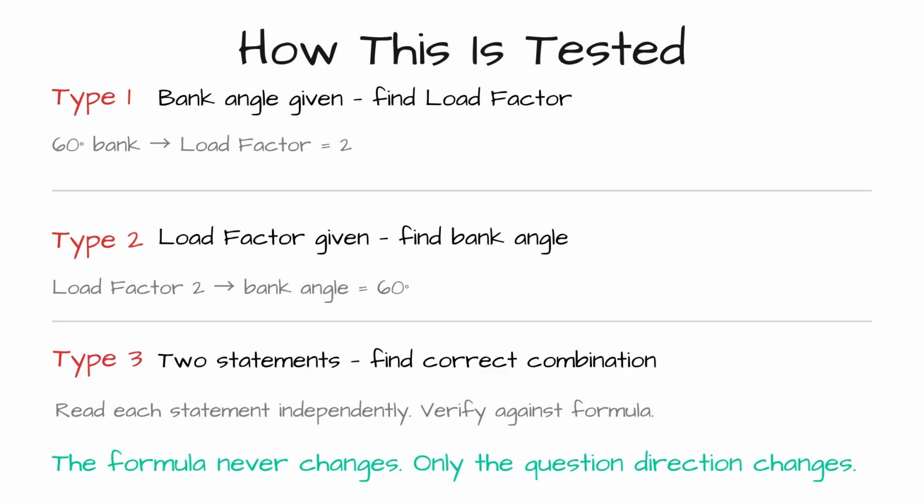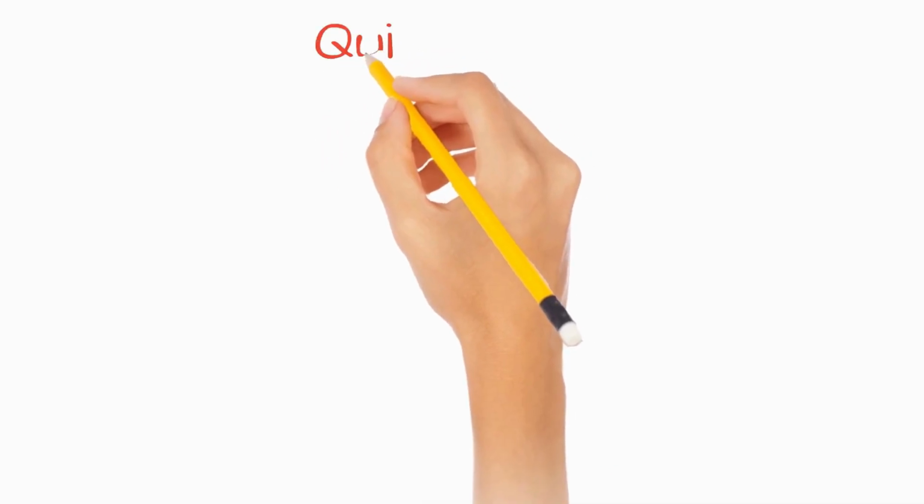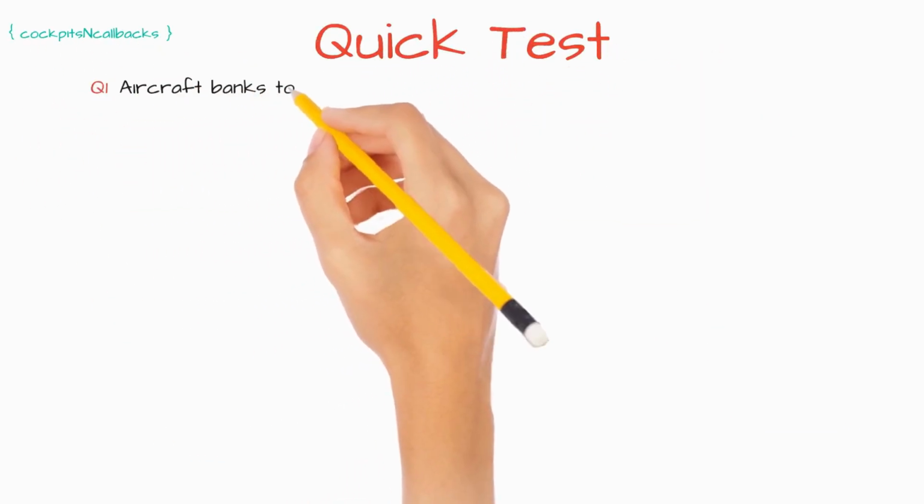Type 3. Two statements given. Find the correct combination. Read each statement independently against the formula. Verify each separately. Then pick the combination. Never read them together. The formula never changes. Only the question direction changes. 5 questions. Apply everything. Answers on the next slide.